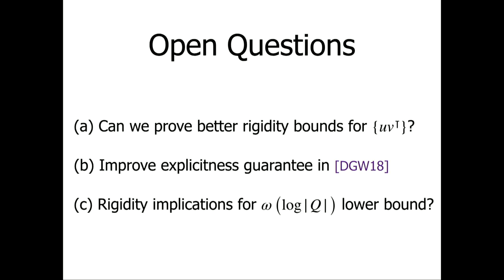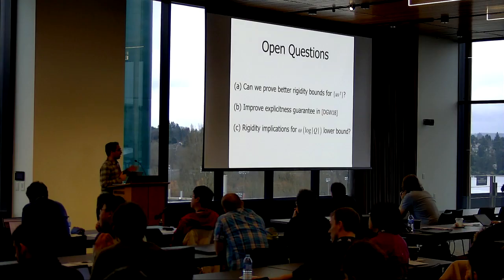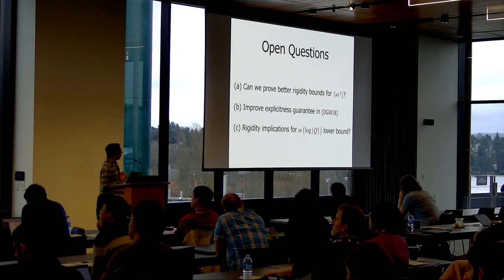And the second question is if you can improve the explicitness guarantees in the work of DGW. And also for linear data structures, we are stuck at log size of Q for lower bounds, and all previous works only tell you something or consequences to rigidity when you prove log size of Q times log n, or square root of log size of Q times log n. But now, can you say something even when you prove something slightly better than log size Q for linear data structures? Okay, yeah, I'll end the talk there. Thank you.